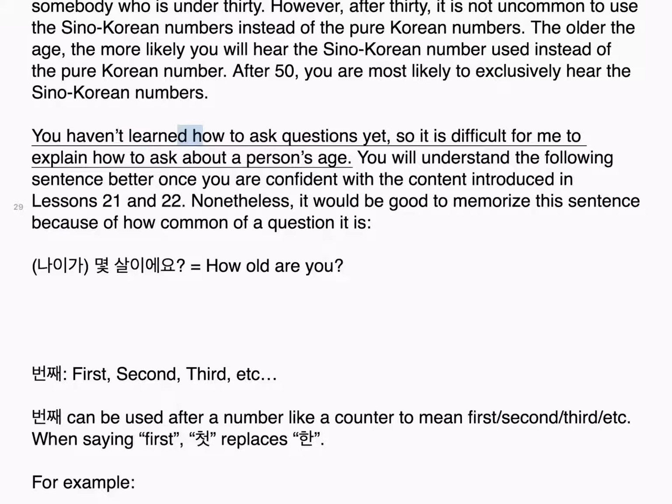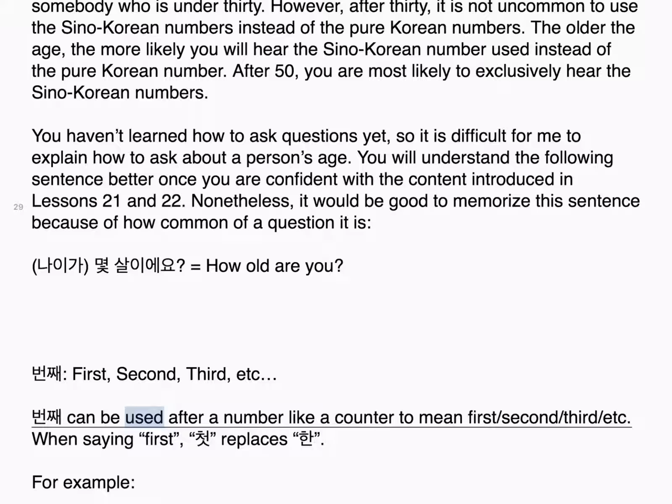You haven't learned how to ask questions yet, so it is difficult for me to explain how to ask about a person's age. You will understand the following sentence better once you are confident with the content introduced in lessons 21 and 22. Nonetheless, it would be good to memorize this sentence because of how common of a question it is. 나이가 몇 살이에요? How old are you?